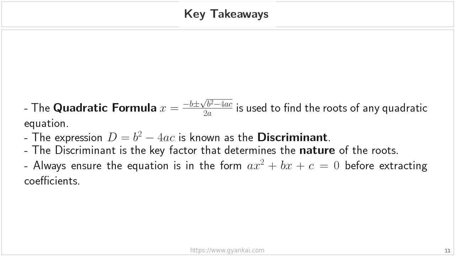All right, we have reached the end of our lesson, so let's take a moment to recap the most important points we've covered today to ensure everything is clear. If you have mastered these points, you are well on your way to mastering quadratic equations. Great job today!